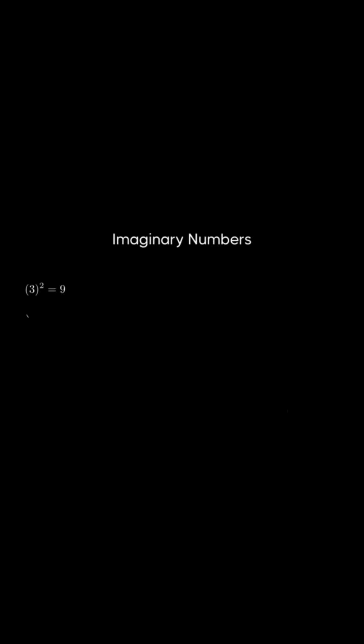To understand why, let's examine what happens when we square different types of numbers. When we square a positive number like 3, we get 9, because 3 times 3 equals 9. What about negative numbers? When we square negative 3, we also get positive 9. This is because negative 3 times negative 3 equals positive 9, following the rule that a negative times a negative gives a positive. The same pattern holds for any real number. 5 squared is 25, and negative 5 squared is also 25. No matter what real number we choose, positive or negative, its square will always be positive or 0.